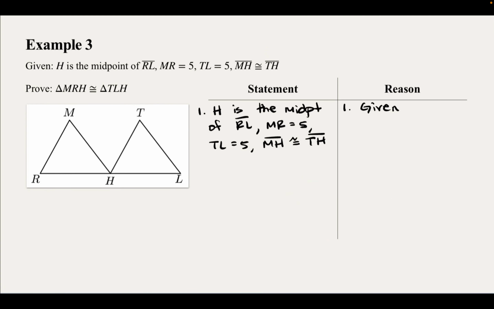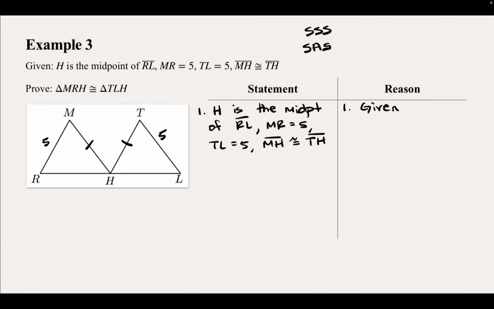Let's try another one. H is the midpoint of RL. MR equals 5. TL equals 5. MH is congruent to TH. And I want to prove that the triangles are congruent. Well, I know that I'm going to do either SSS or SAS. I'm not sure which one yet. So let's start with our given statements and see what conclusions we can make.